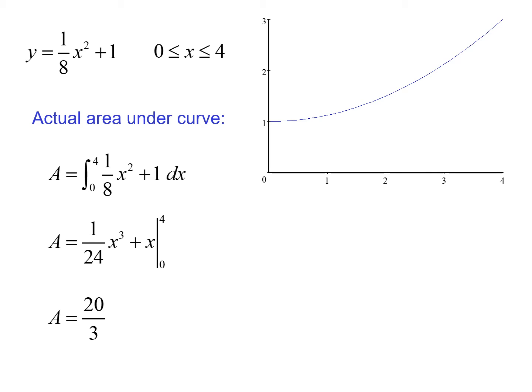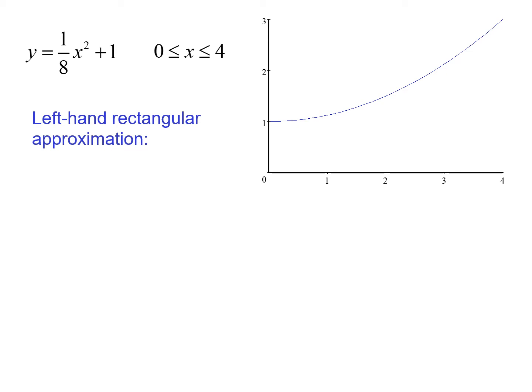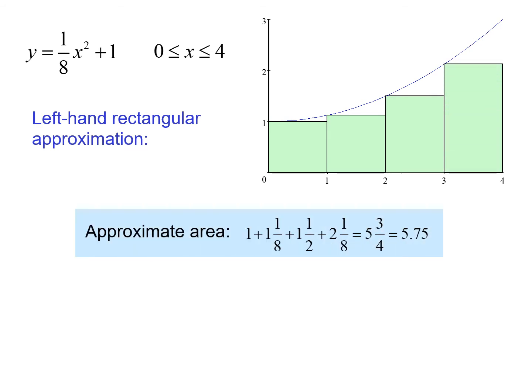And how I got that was I evaluated the antiderivative at 4, and I evaluated at 0, and then I subtracted the two. And we get 6.6. Using a left-hand approximation, we see that the approximation is 5.75. Now, even if we used more rectangles, it would still be too low.